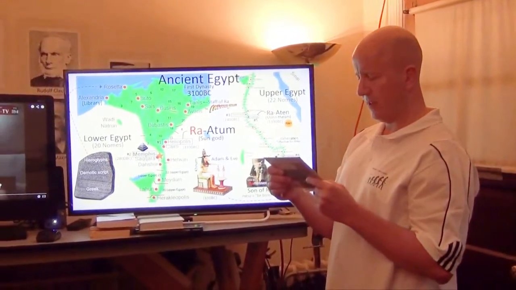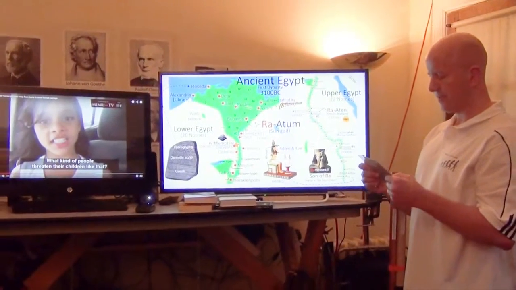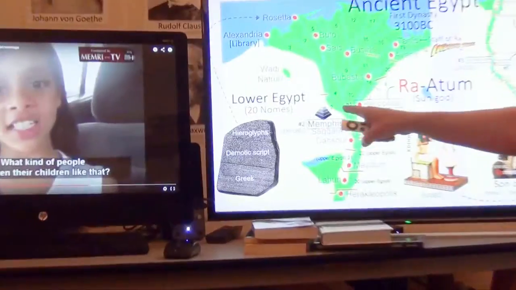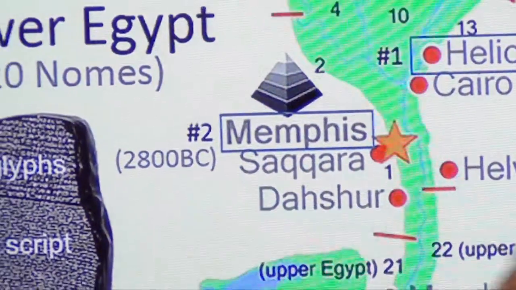Okay, so now we're doing Ricky's questions. Ricky asks, how did Noah manage to get two of each animal on the ark? So this is the original Noah right here. Everybody see the pyramid? So originally there was a flood.